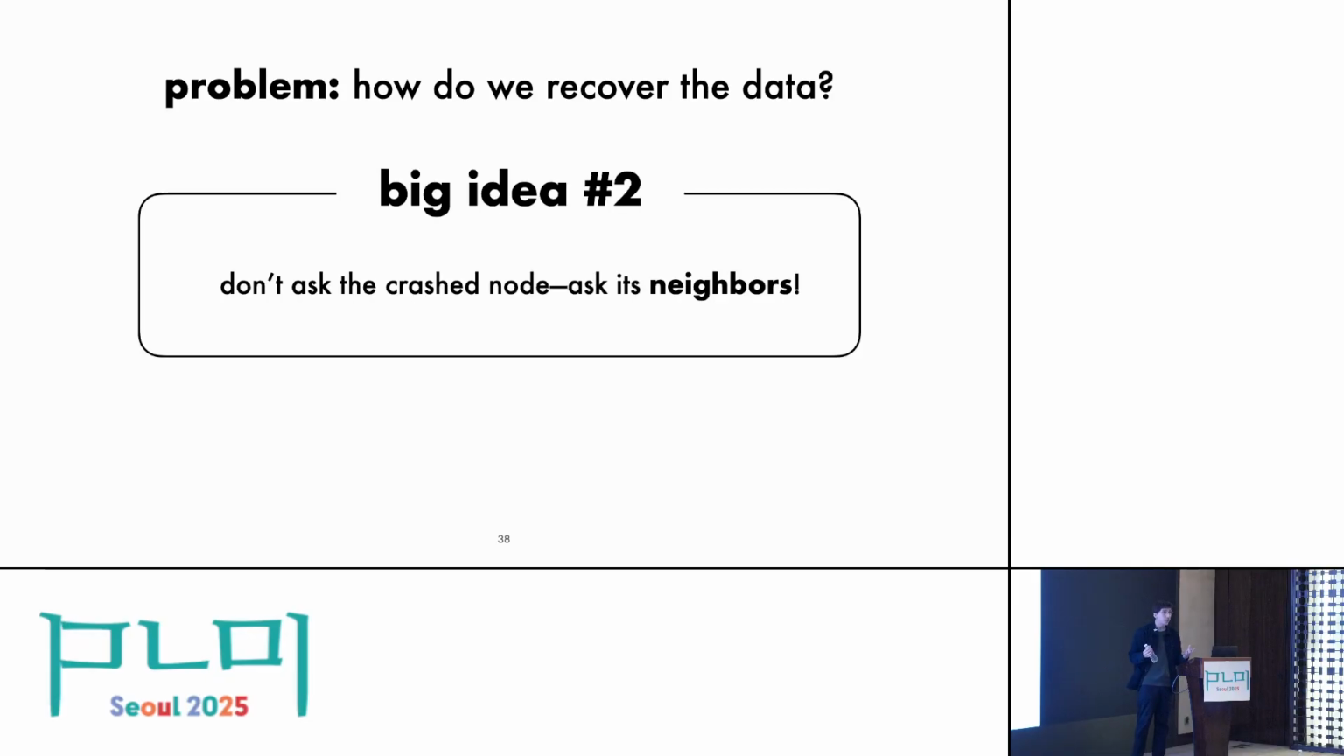This is the second trick. Instead of asking the crashed node, we just ask its neighbors. Using another annoying analogy, imagine, if you want to get to know a person, you could ask the person what they're like, but you could also just ask their friends and family. Maybe they'll give you actually a more accurate picture of what that person was like. So that's the other big idea.